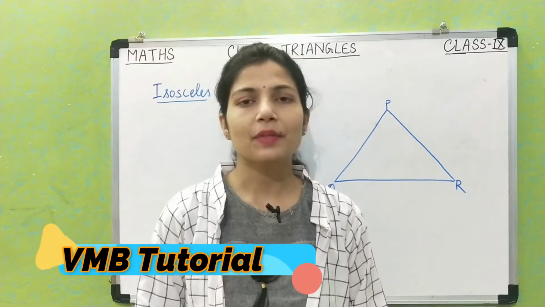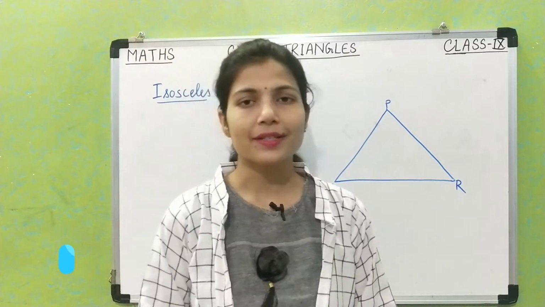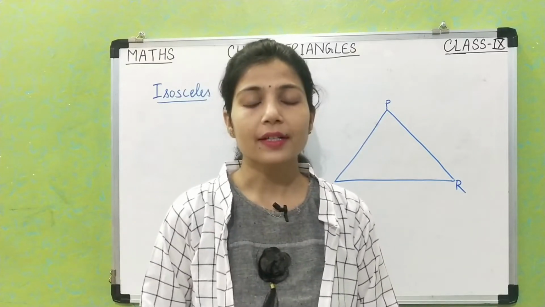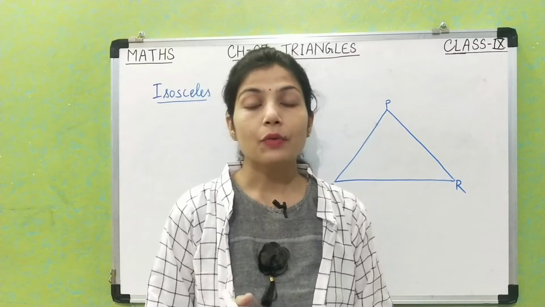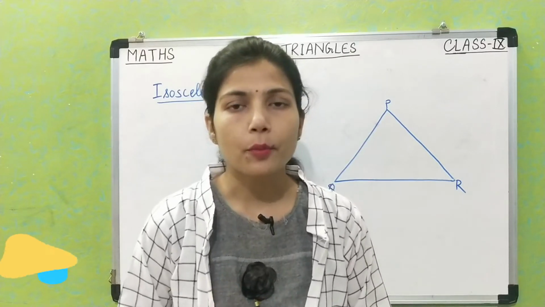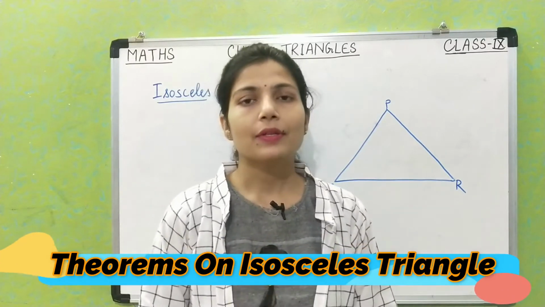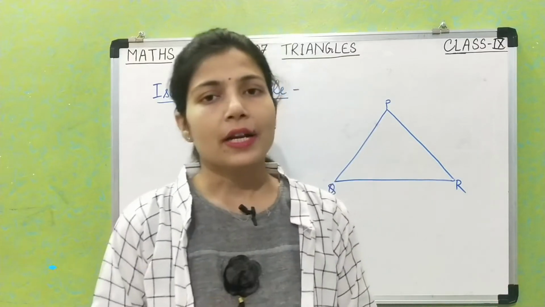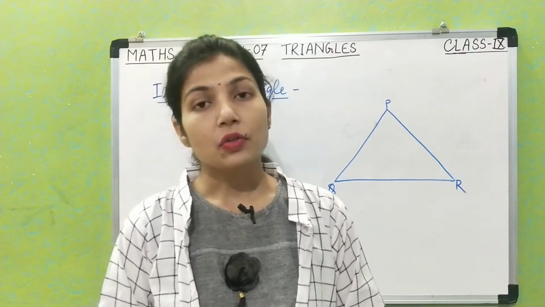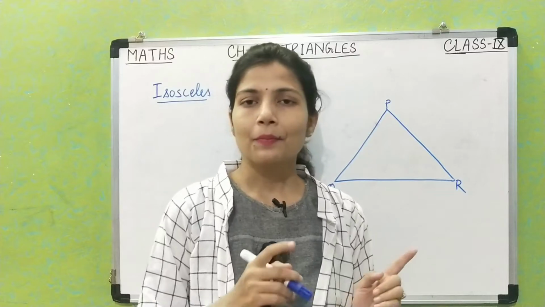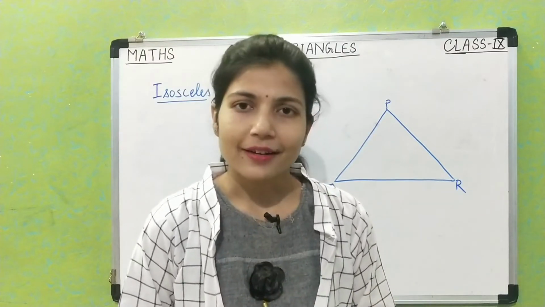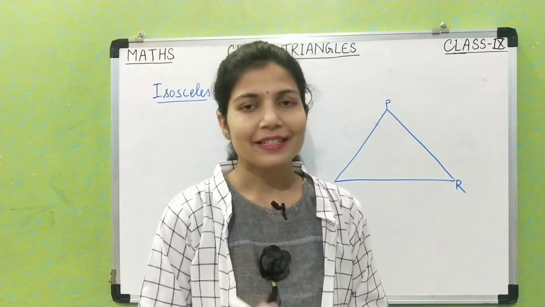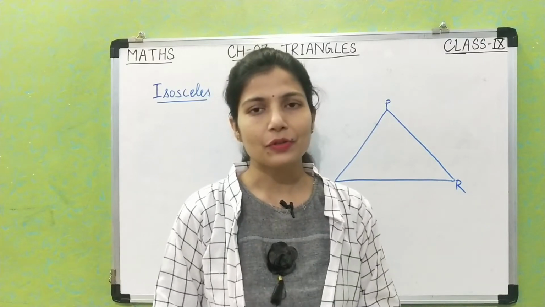So in last session we have discussed questions of exercise 7.1, right? And in today's session we are going to discuss two important properties of isosceles triangle that we will understand by theorems using previous congruency criteria. Okay, so let's see the properties of isosceles triangle.